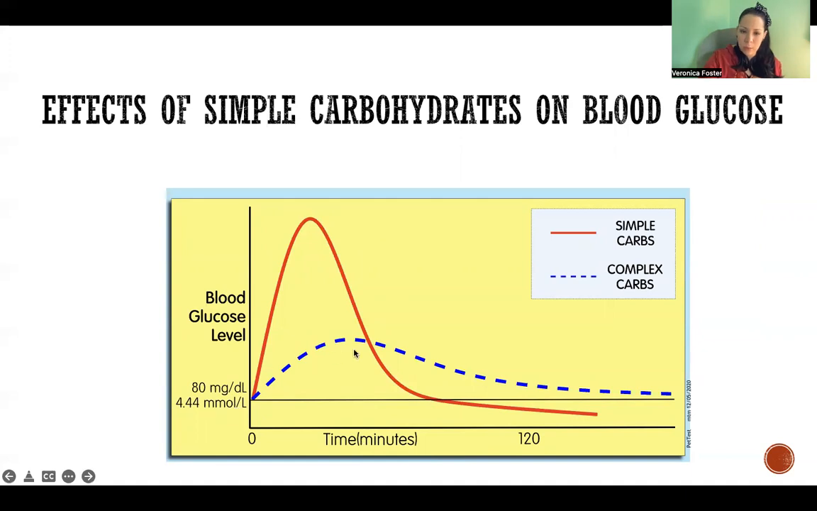And a complex carbohydrate, even with the equivalent amount of glucose, is made up of many glucose molecules that are all bonded together. And so we have to break them off one by one. So it's more like a slow release carbohydrate. It could be an equivalent amount of glucose, but it's a slow release of that glucose into the bloodstream. So we get a more gradual rise and a more gradual decline.